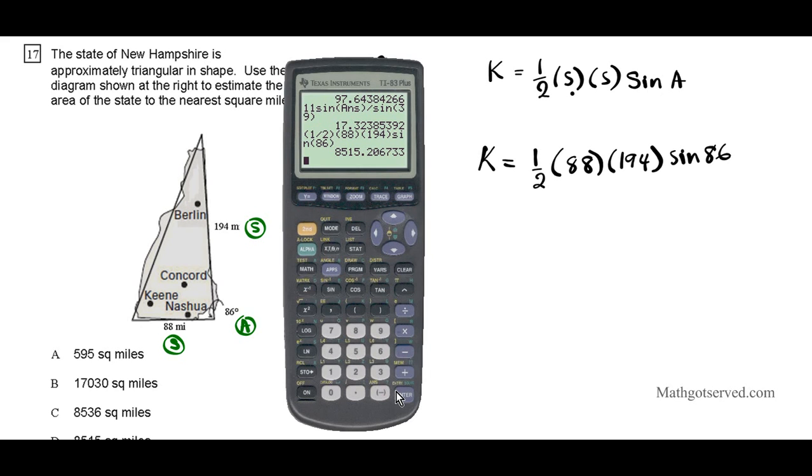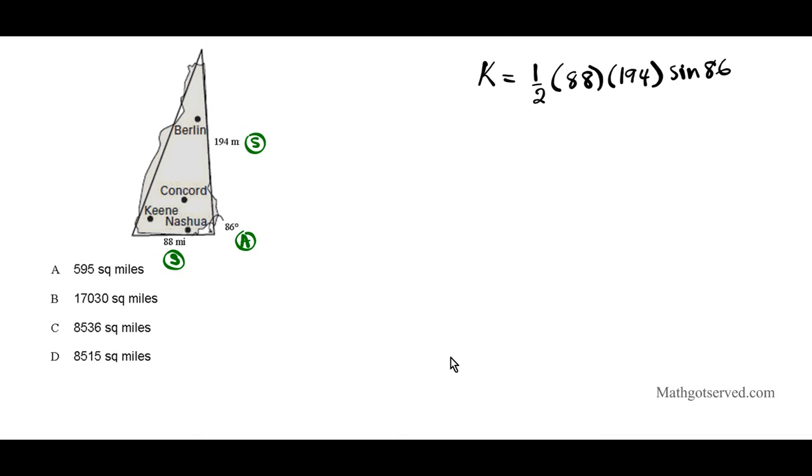Answer is going to be 85.2067 square miles, but we're rounding it to the nearest integer. So our approximate area for New Hampshire is 85.8515 square miles, and that is to the nearest integer, and that is option letter D. All right.